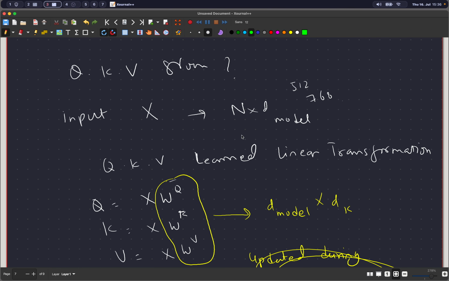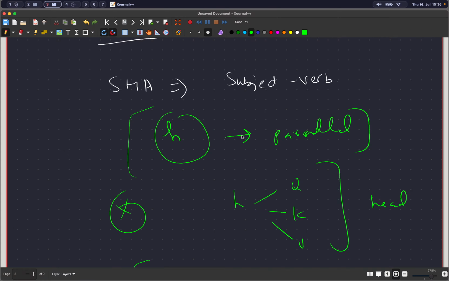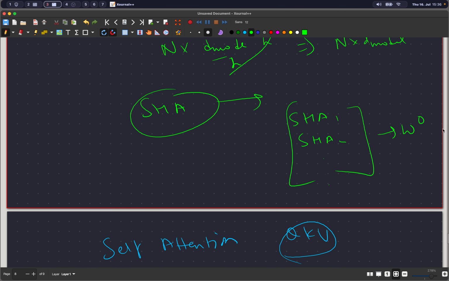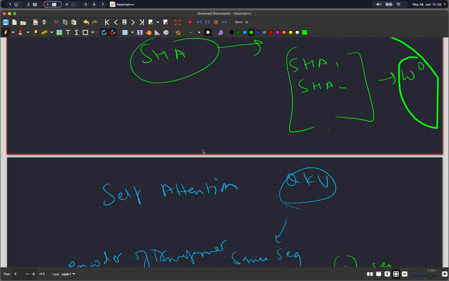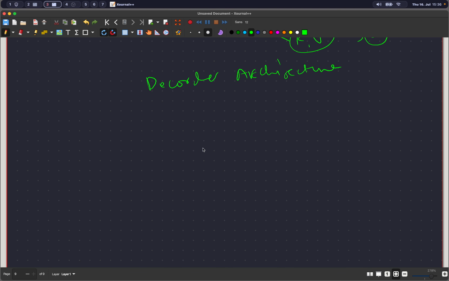We also looked at where Q, K, and V come from. They are just linear transformations over the input X. Multi-head attention is just single attention applied multiple times, concatenated, and multiplied with the final output matrix WO. Then we have the difference between self attention and cross attention. Self attention is used in encoder transformers. Cross attention is used in the decoder part of the transformers. Then we have the benefits: very parallelizable, highly interpretable. This ends the session. Thank you. Have a good day.